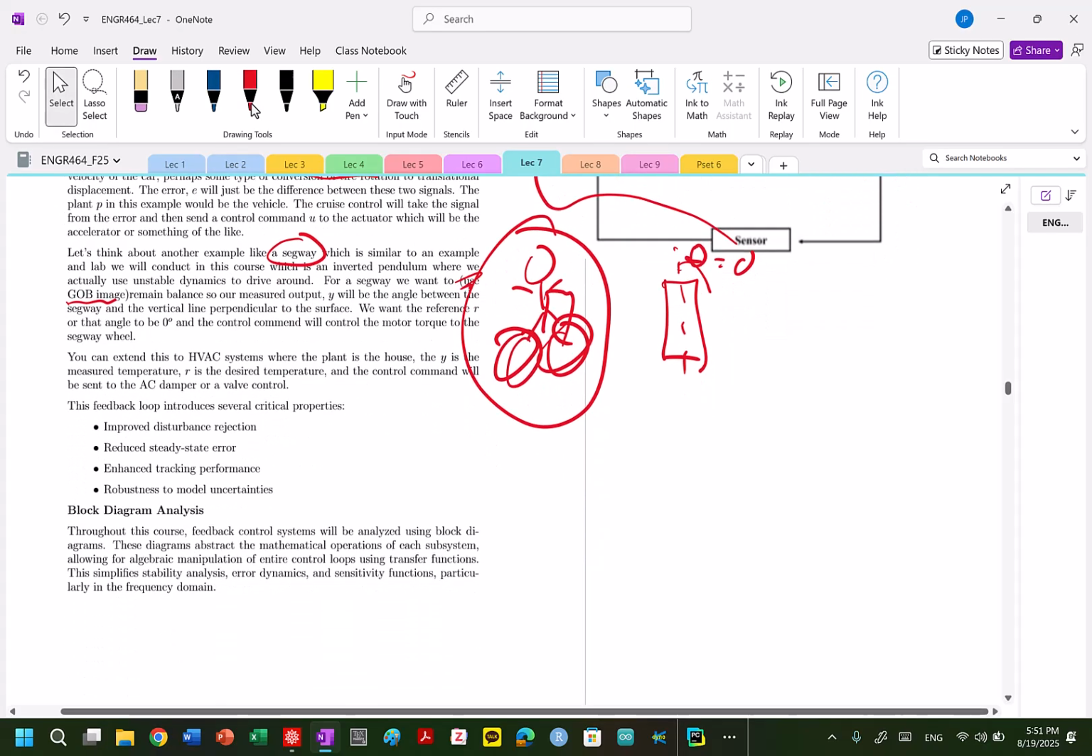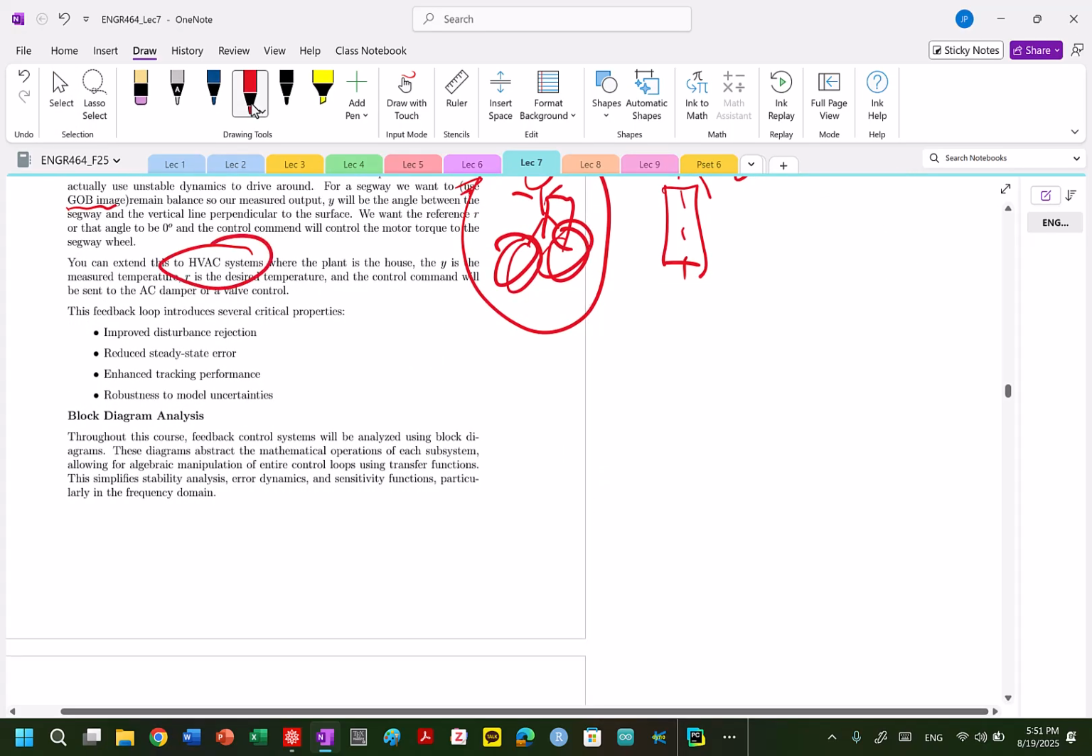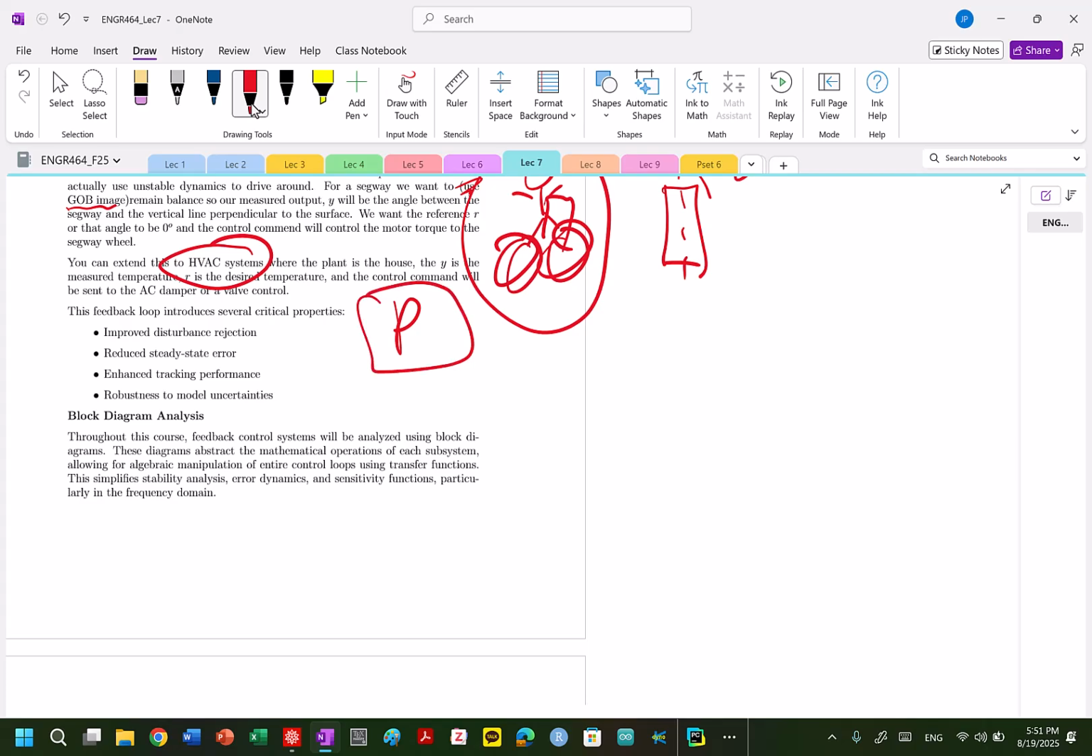You could extend it to HVAC systems, and thermal systems in general. They're really important and dependent on control structure because the plant dynamics are difficult to model. So sometimes you just leave out the plant dynamics, and then you depend completely on your control system.